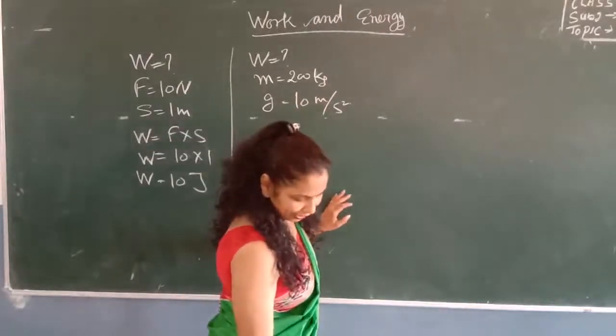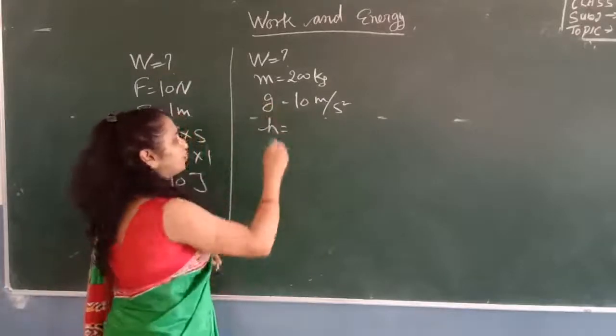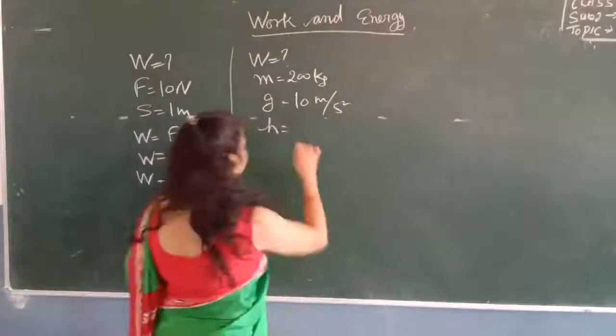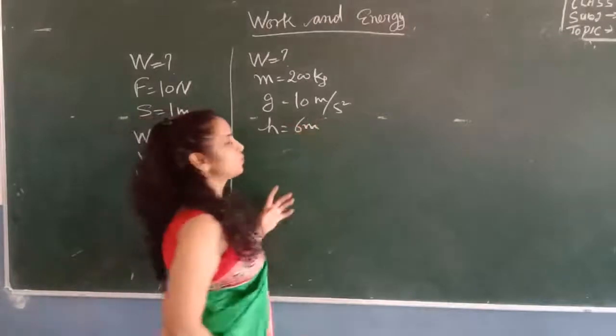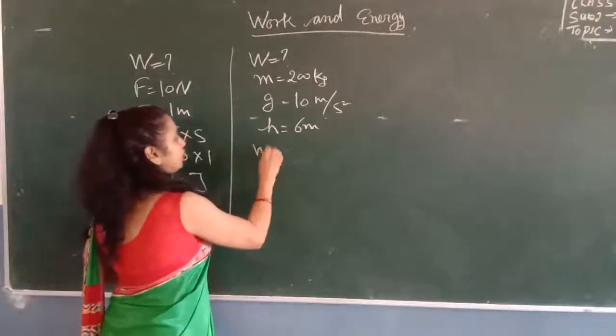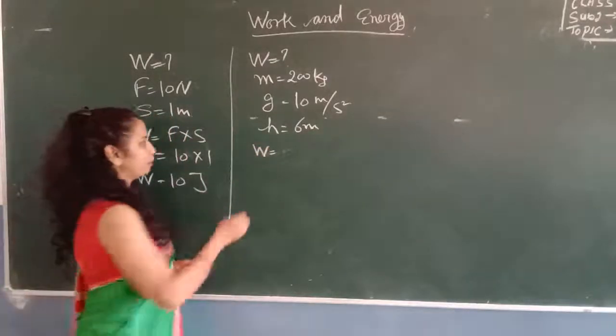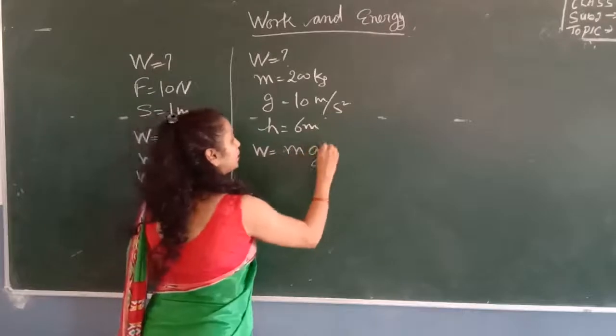Through a vertical height of 6 meter. Now, you have to move this water up to the height of how much? It was 6 meter. You have to move this water to the height of 6 meter. So, work done, if you are doing the work against the gravity, we have to write the formula that W is equal to M into G into H.